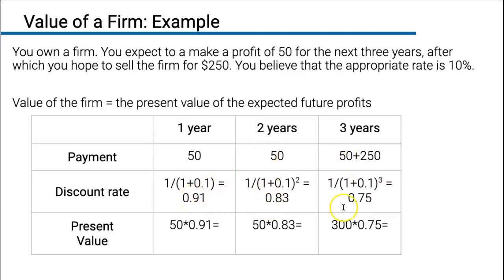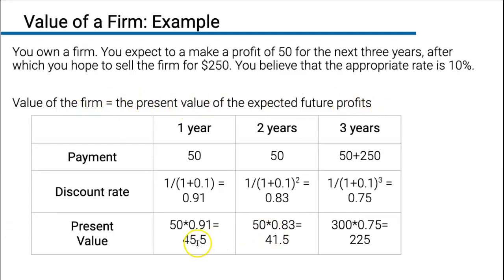And so if we do the multiplication, $50 a year from now will be worth $45.50 in today's terms. $50 2 years from now will be worth $41.50 in today's terms. And finally, in the third year, you'll be getting $300, but due to discounting, the present value of those $300 will only be $225.